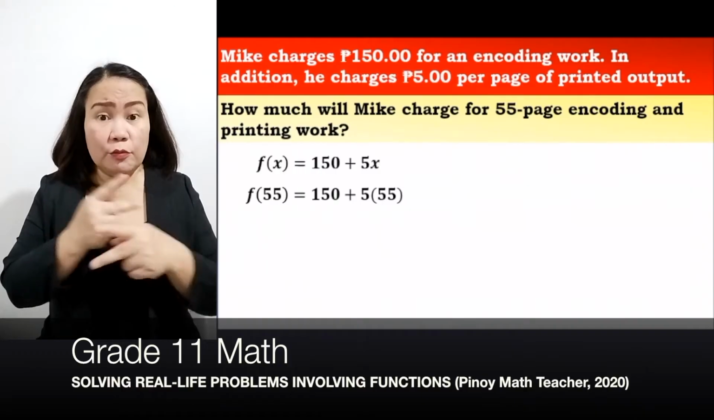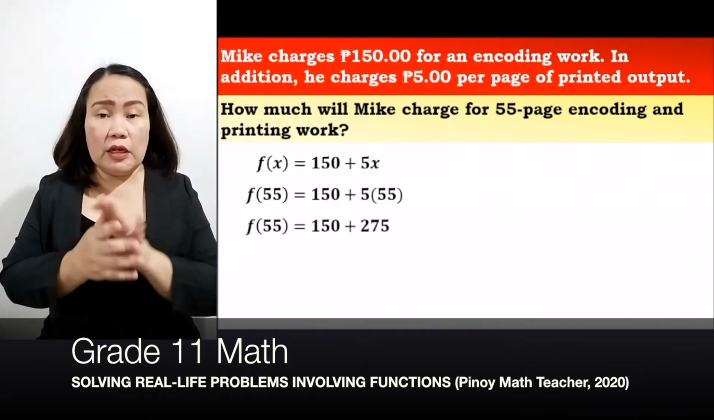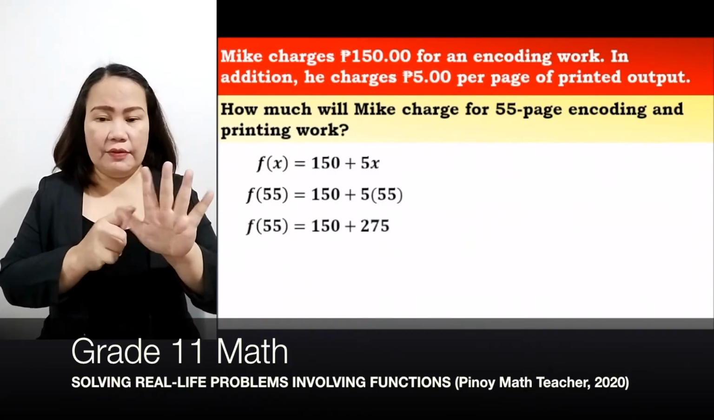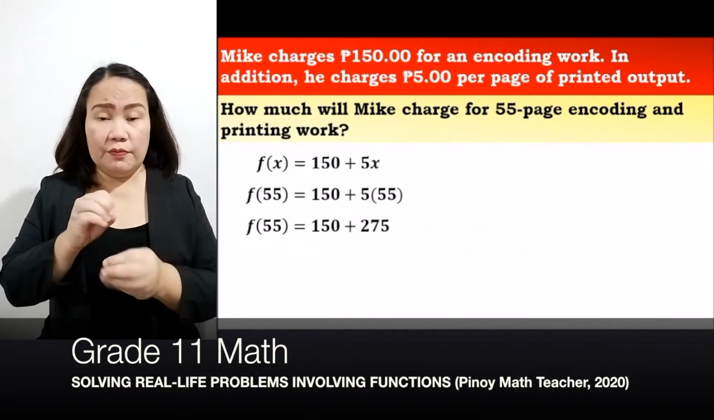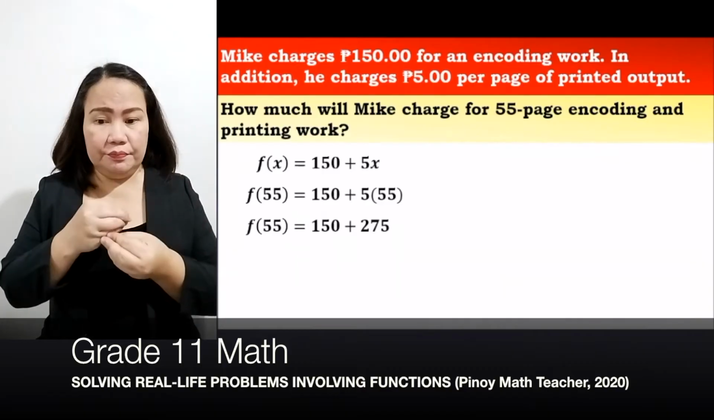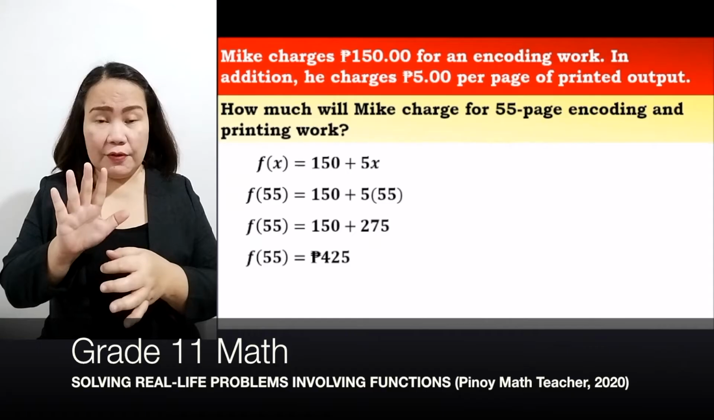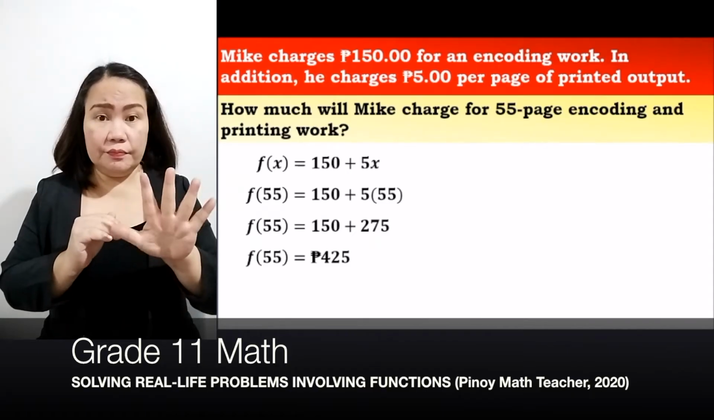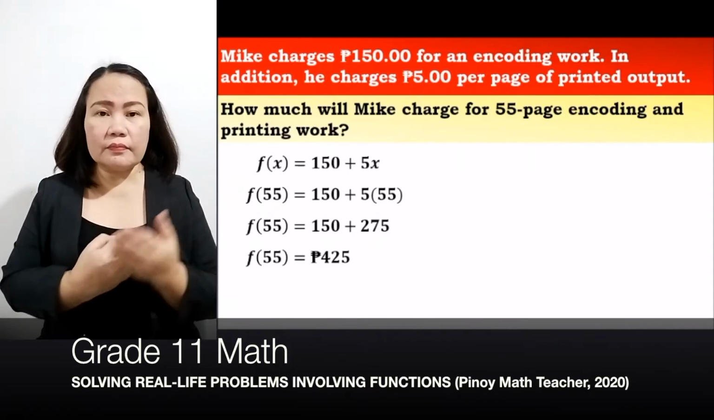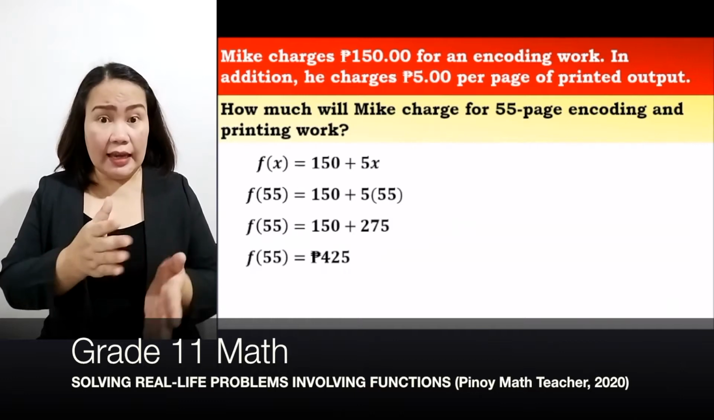Multiply natin yung 5 at yung 55. Okay, so 275. And then, final move, i-add natin yung 150 sa 275. Okay, so f of 55 is equal to 425 pesos. So, ganyan yung kanyang sisingilin.